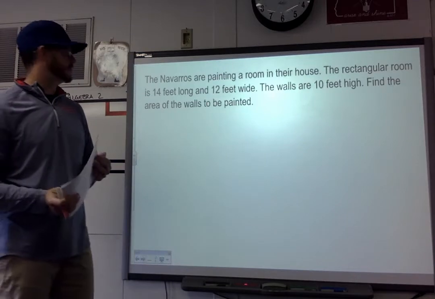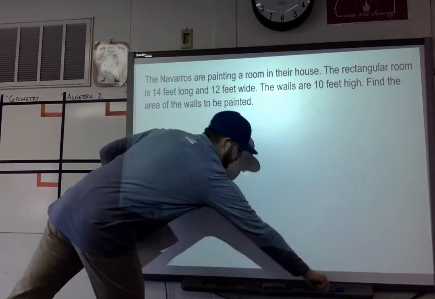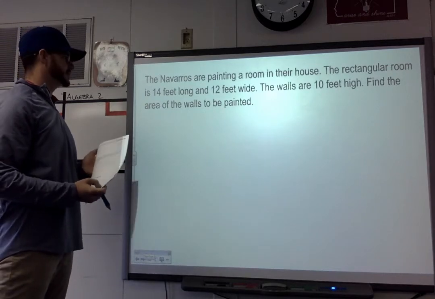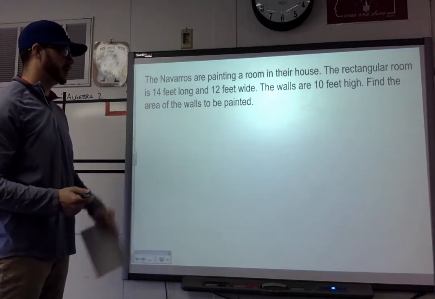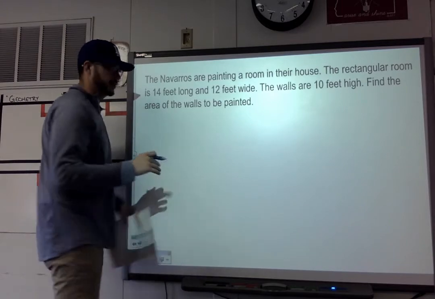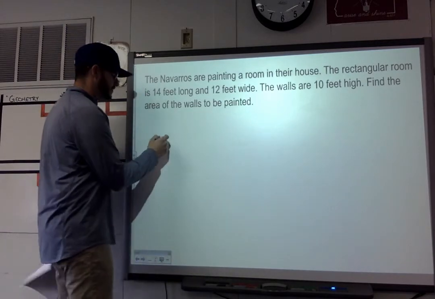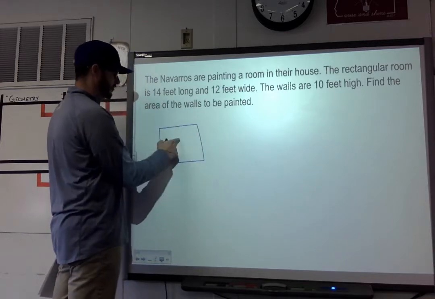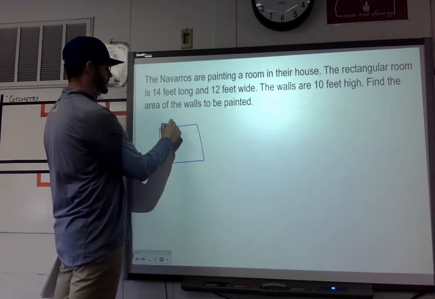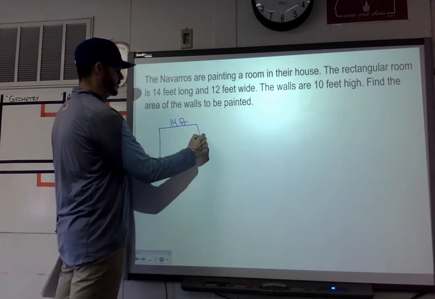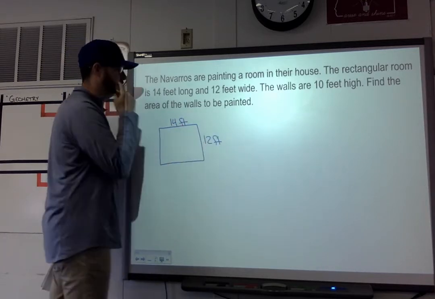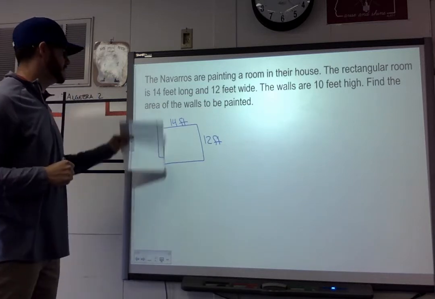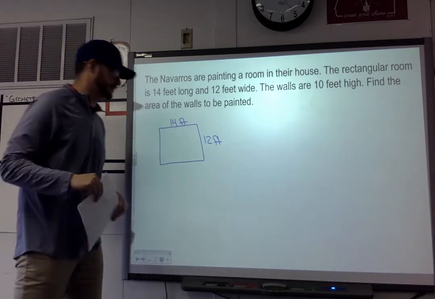Next, we're going to look at a story problem here. The Navarros are painting a room in their house. The rectangular room is 14 feet long and 12 feet wide. So if we're looking down at this room from a bird's eye view, this is the floor of the room. We know that it's 14 feet long and 12 feet wide. The walls are 10 feet high. Find the area of the walls to be painted.